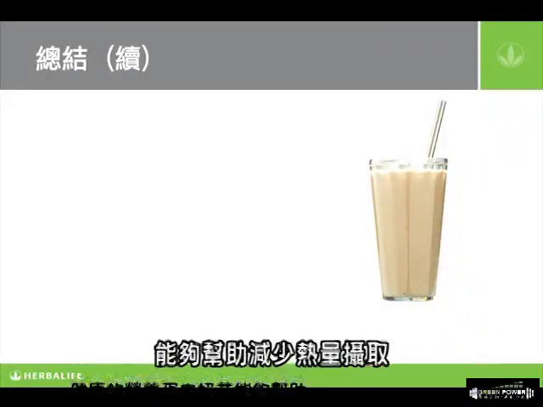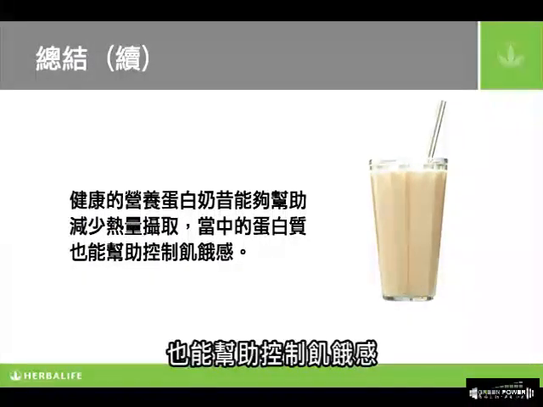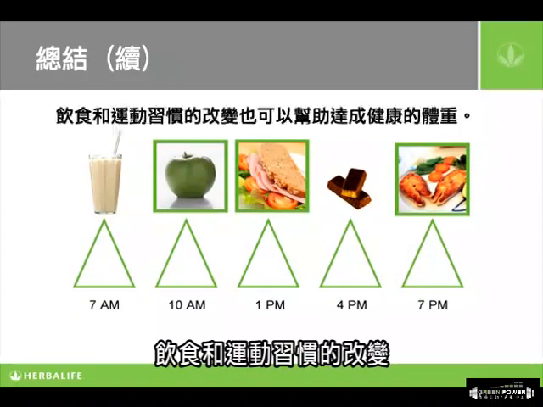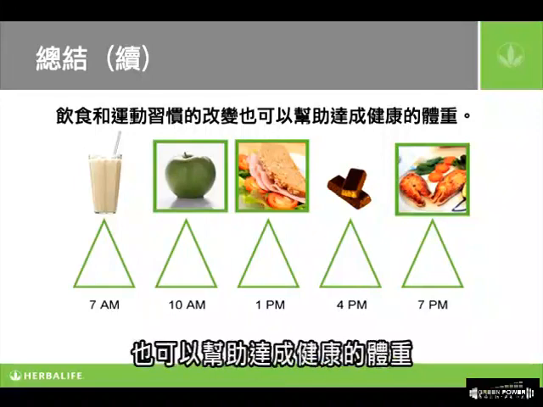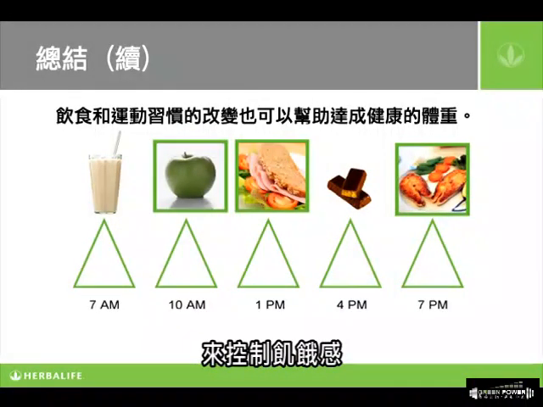Healthy shakes may help you reduce your calories, while the protein in the shake could help control hunger. Other changes in your diet and exercise can also be very helpful in achieving a healthy body weight. It's best to eat several small meals spread throughout the day to keep hunger at bay.